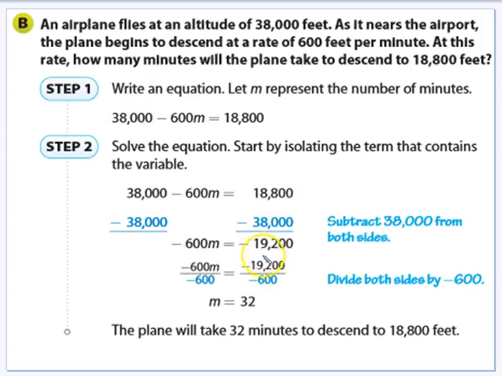We end up with negative 19,200, and we're left with negative 600 m on this side. So we are going to divide, since this is multiplication, by negative 600. Whatever we do to one side, we must do to the other. Okay? So negative 19,200 divided by negative 600 is positive 32. The plane will take 32 minutes to descend to 18,800 feet from 38,000 feet if you're going 600 feet per minute. Okay?